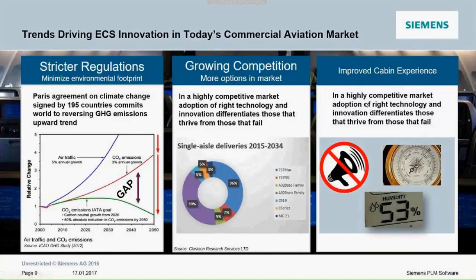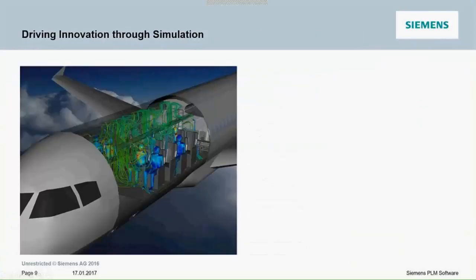What customers are looking for is an improved cabin experience. So that's a highly competitive market, and we're looking at ways to reduce unwanted noise. We don't want it to be silent, it would be uncomfortable. Increased humidity and pressure can help mitigate some of the effects of things like when you travel and you have time differences, and really this jet lag can be reduced if you can improve the cabin experience.